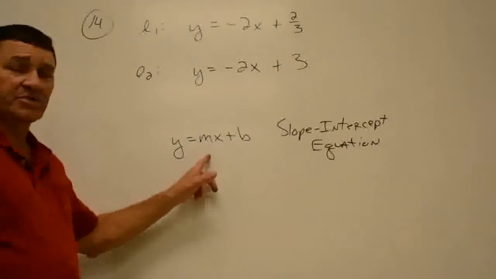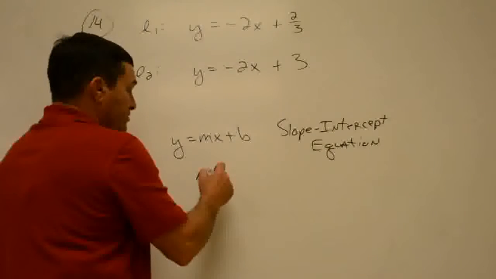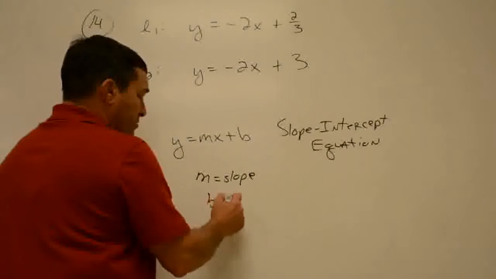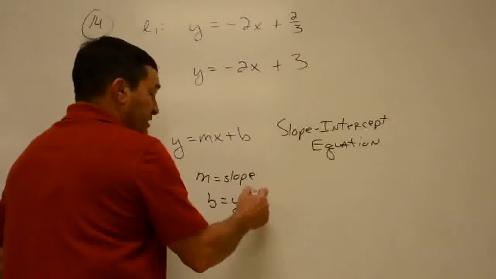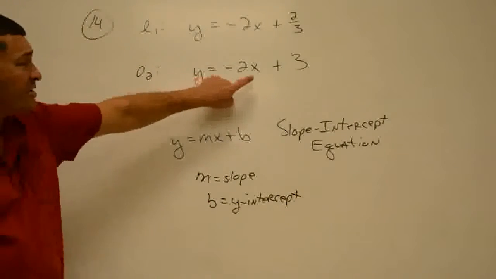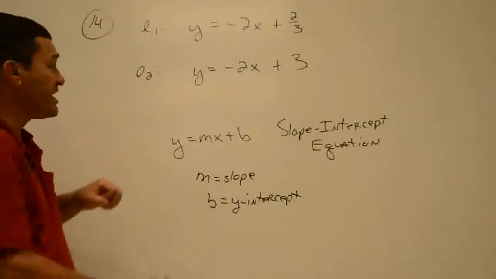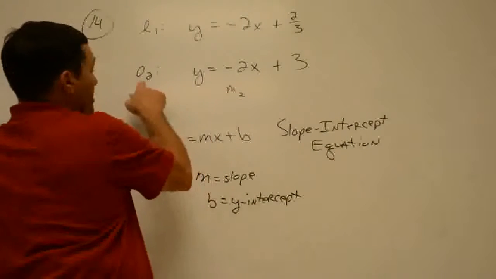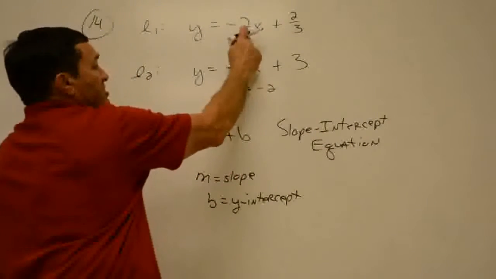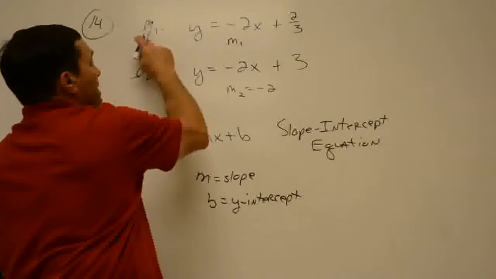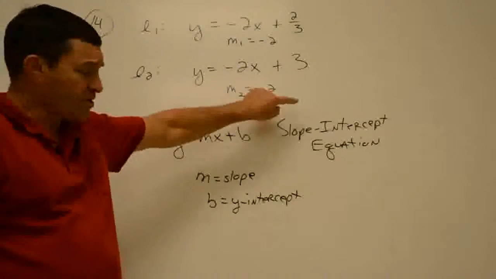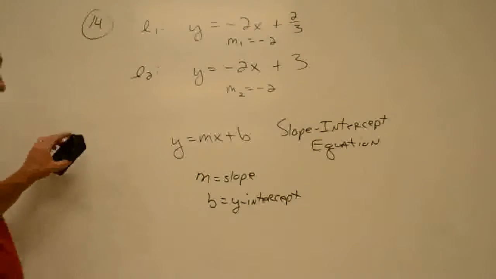M is always the variable that represents the slope, and b is usually the variable that represents the y-intercept of a line. So when I look at this equation, the slope of this line, slope 2, because it's line 2, is negative 2. The slope of line 1 is also negative 2. They're the same number, they're equal, so the two lines are parallel.